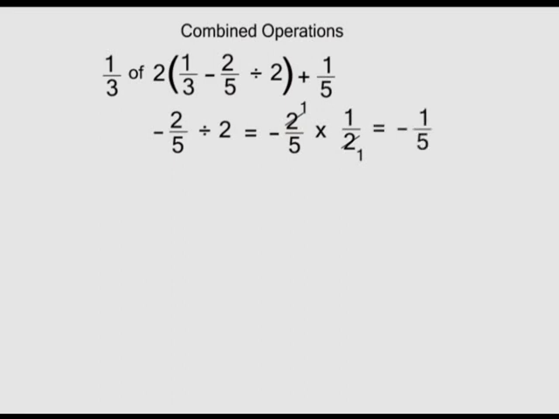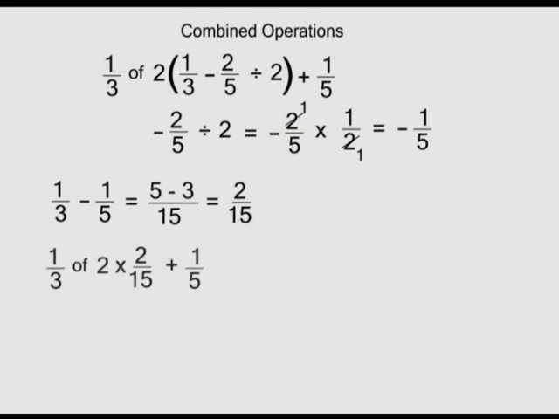Whether you put the negative sign in front of 1 or 5 or just in front of the entire fraction doesn't make any difference. We are not done with what is inside the bracket, so we shall move to subtraction. 1 over 3 minus 1 over 5 gives us 2 over 15. So now we have 1 over 3 of 2 times 2 over 15 plus 1 over 5. Now we go to "of", which is simply multiplication. 1 over 3 times 2 over 1 is equal to 2 over 3.